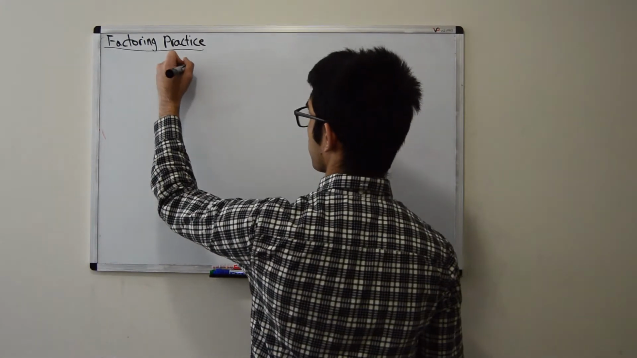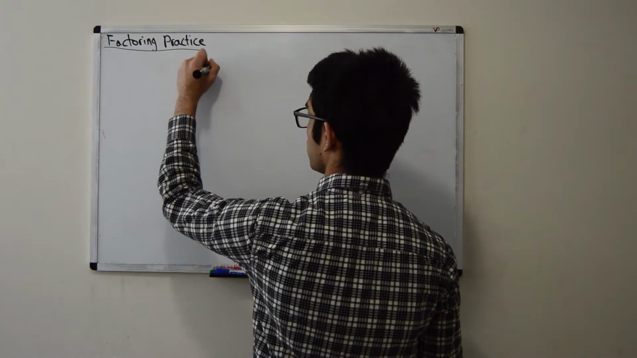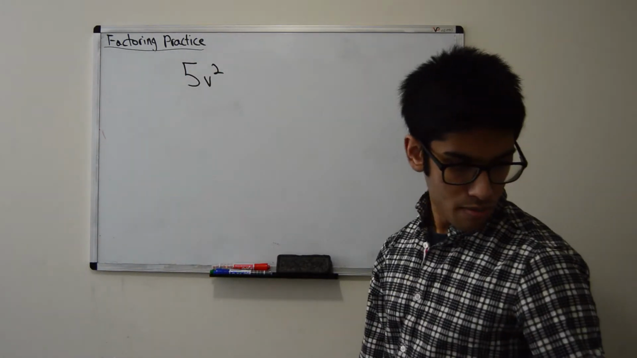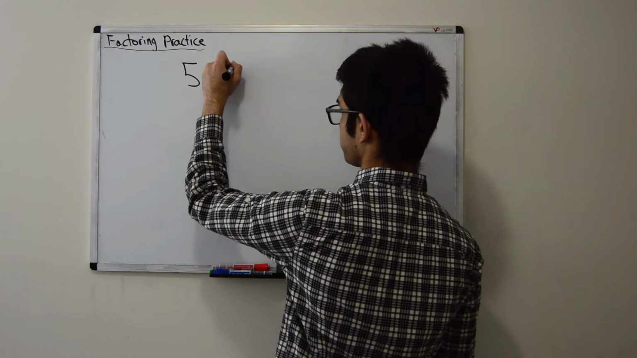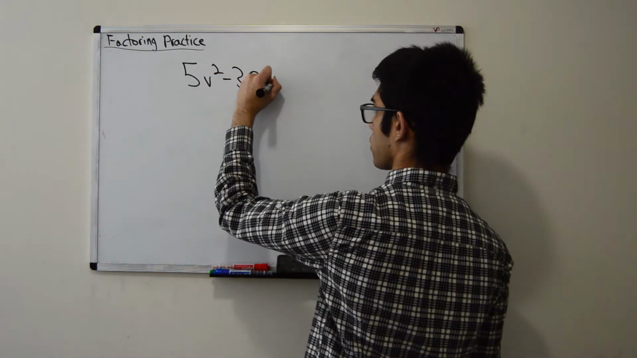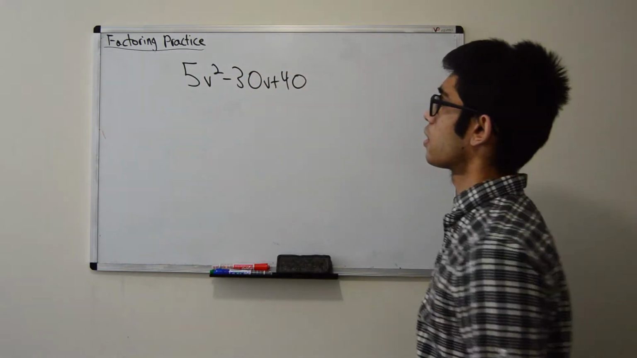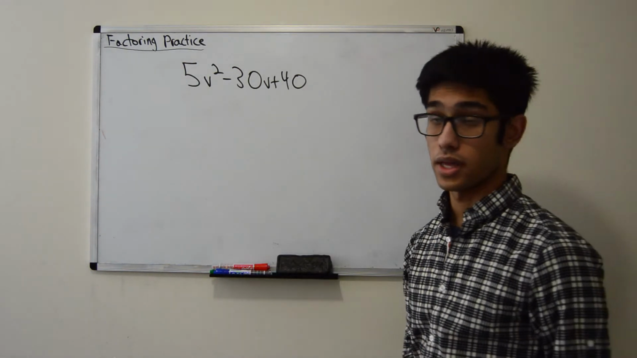So let's have 5v squared minus 30v plus 40. Great. Plus 40. There we go. Another trinomial we can go ahead and factor.